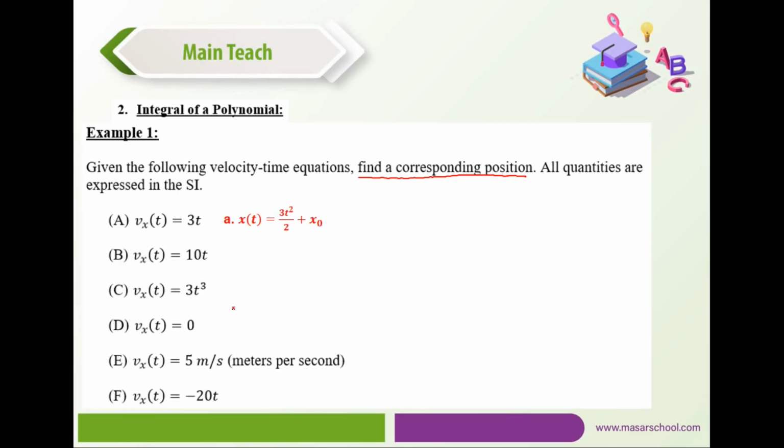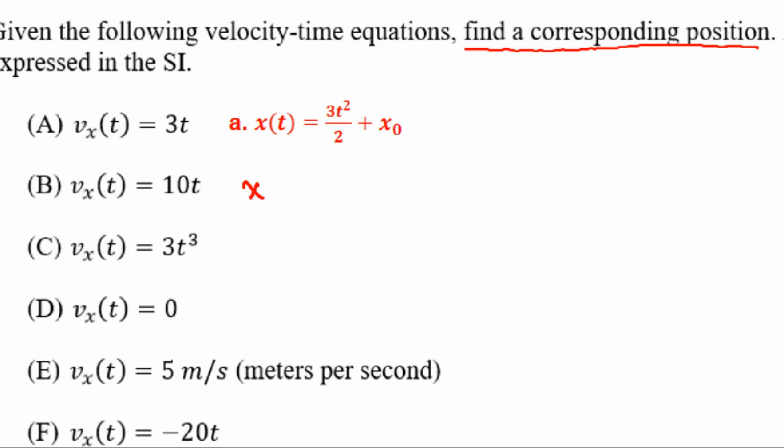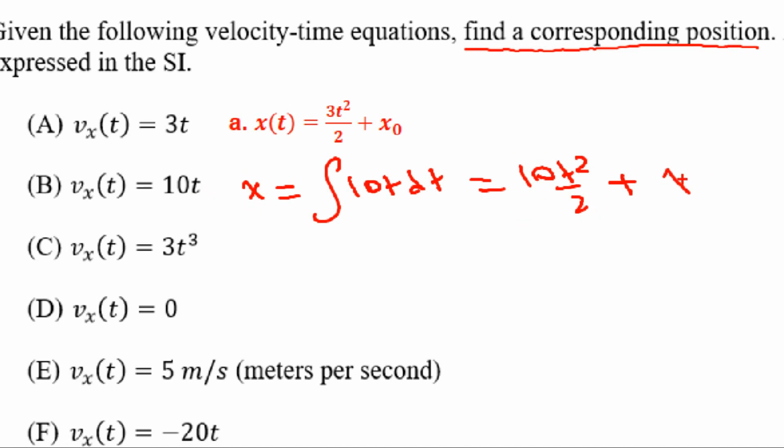Now for part B, x would be the integral of 10t dt. We drag 10 out, we increase the power by 1, that would be 10t squared over 2 plus the constant of integration, which, since this is a polynomial, would be the variable of motion at the initial instant. So that would be 5t squared plus x0.